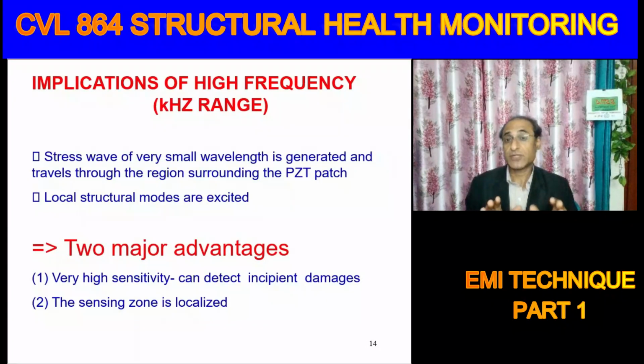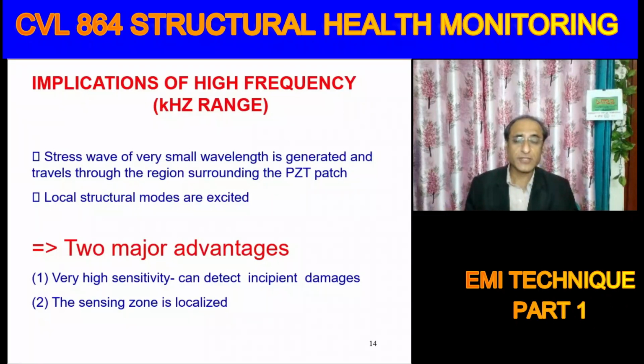For example, if you see the global modes of vibration, the entire structure is affected. In the first mode, second mode, third mode, the mode shapes are either a single trough in the case of the first mode shape, or a double trough in the case of the second mode shape, which means the entire structure is undergoing vibrations. So these waves, these vibrations, have a global influence.